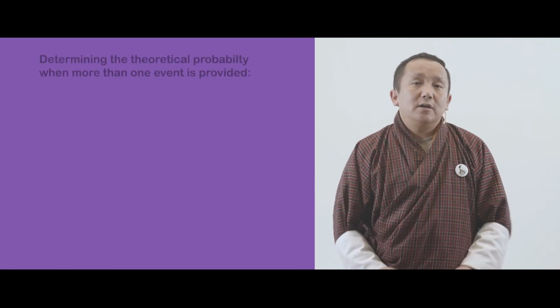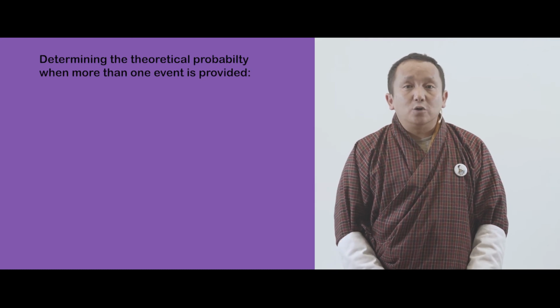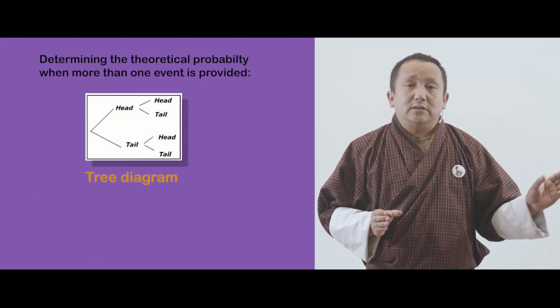So this is how we determine the experimental probability: by first conducting an experiment, recording the results, and then finally determining the experimental probability. Remember, when you determine the theoretical probability and experimental probability of the same event, their probabilities will not be the same, but they will be close to each other. Next, we'll learn how to determine the theoretical probability when more than one event is provided by using a tree diagram and a rectangle model.